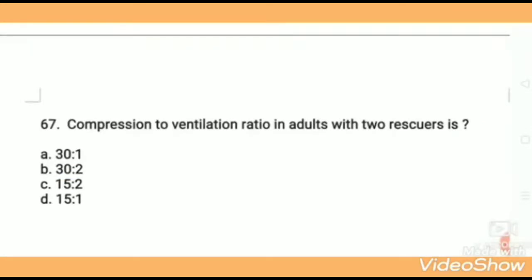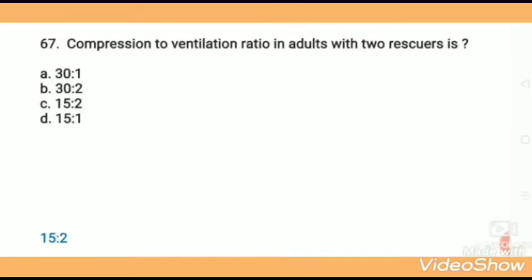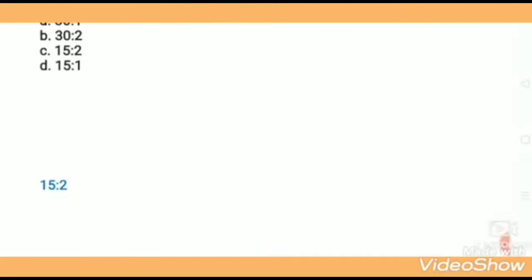Compression to ventilation ratio in adults with 2 rescuers is 3:1, 30:1, 30:2, 15:2, or 15:1. So, the correct answer, compression to ventilation ratio in adults with 2 rescuers is 15:2. Next question.